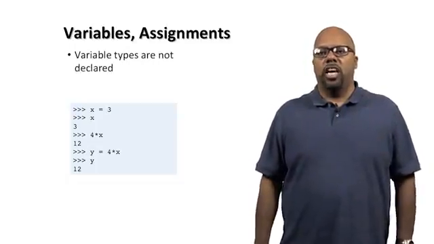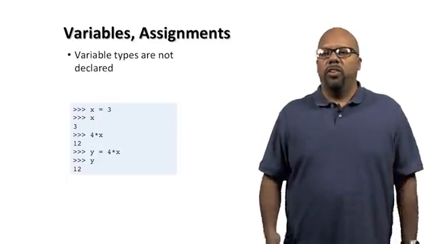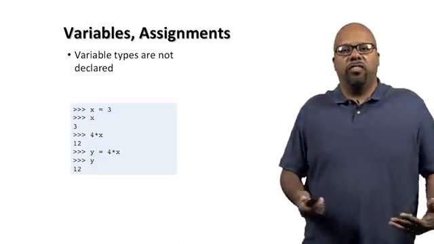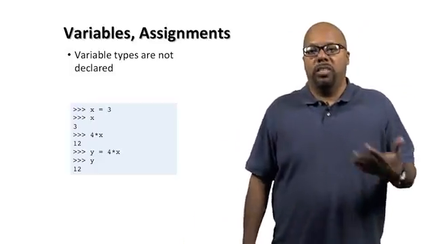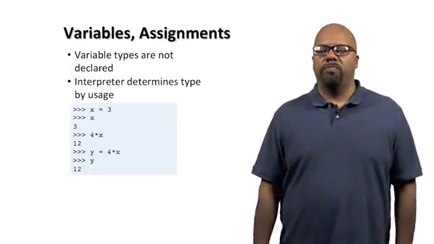So variable types are not declared. That's another difference between this and C. So that you can say x = 3 on the first line, and you don't have to say x is an int, x is a float. It'll just use x as an int because 3 is an int. The interpreter determines the type by usage.